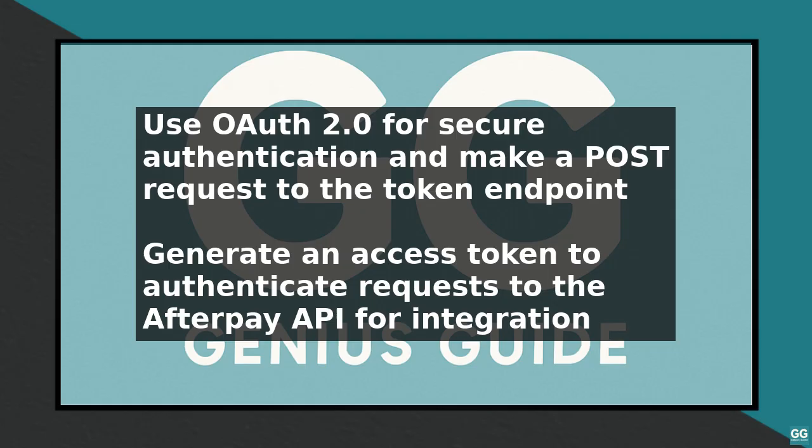To generate an access token, you need to make a POST request to the token endpoint with your client ID and client secret. The access token is then used to authenticate your requests to the Afterpay API. Once you have obtained an access token, you can start making requests to the Afterpay API.